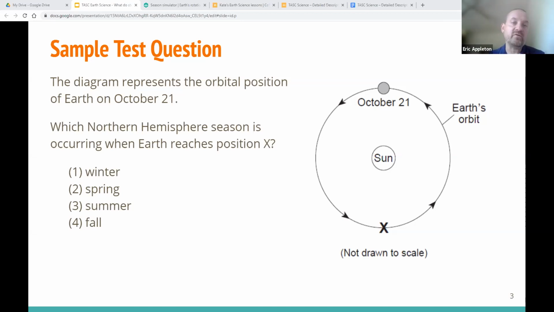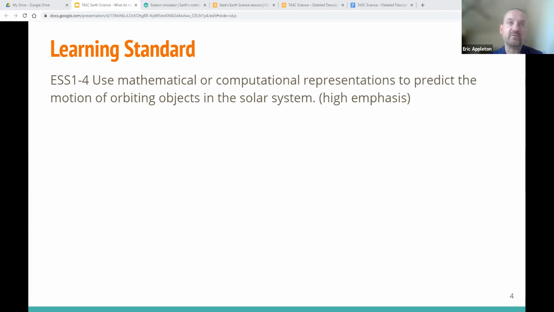So this is kind of what we were doing when we were looking at the questions and trying to think backwards about what's foundational to the understanding. And then we were also looking at the learning standards themselves from the blueprints, from the Next Generation Science Standards, and how they made their way into the TASC learning standards. So this is, again, Kate and I's best guess, but it seems like this is the learning standard for this question. Use mathematical or computational representations to predict the motion of orbiting objects in the solar system.